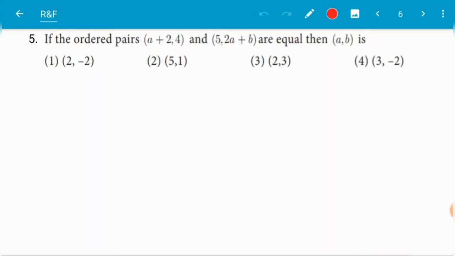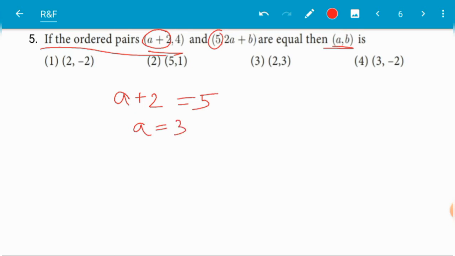Let's see one more question. If the ordered pairs (a+2, 4) and (5, 2a+b) are equal, then find (a, b). They said ordered pairs are equal. When ordered pairs are equal, first coordinates must be equal and second coordinates must be equal. What is the first coordinate here? A plus 2 is equal to the first coordinate 5.